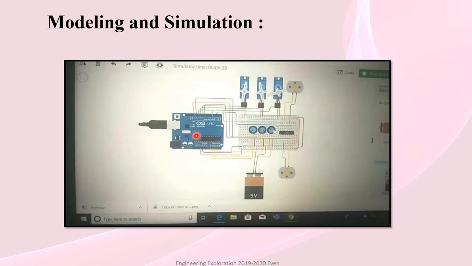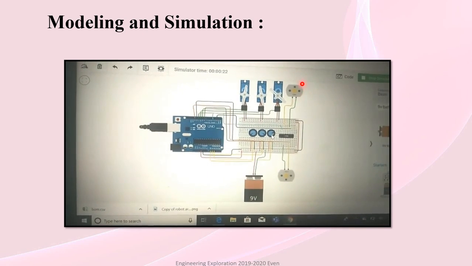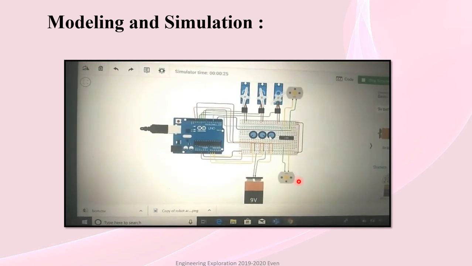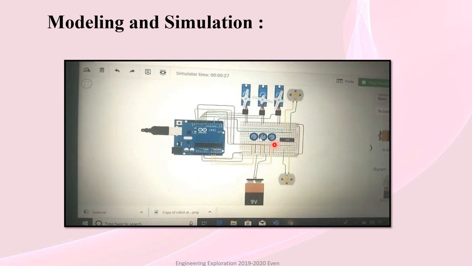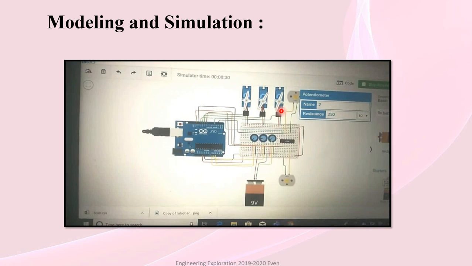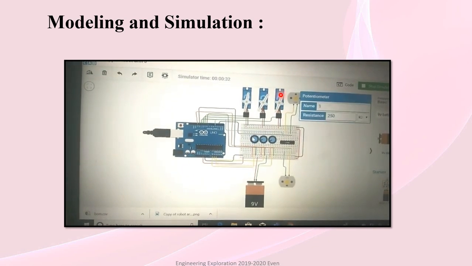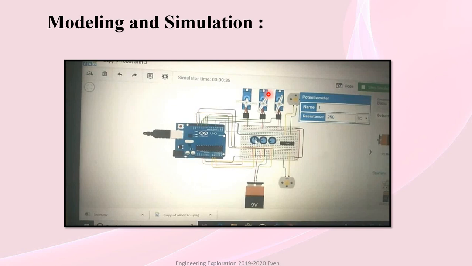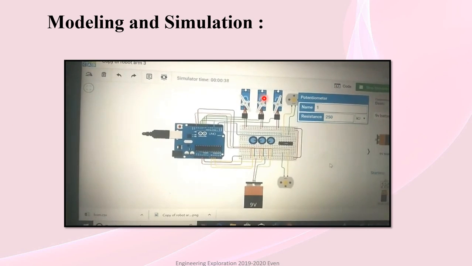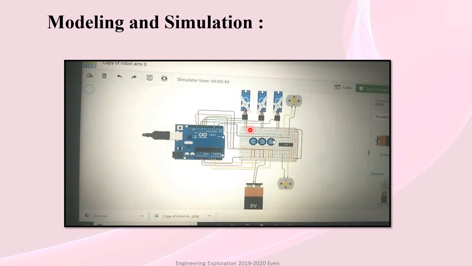This is the modeling and simulation of our project. When we start simulating, there are 2 DC motors, one for the base rotation and one more for the 360 rotation, and these 3 servo motors are for one arm. This is for the second arm. When we start simulating, these 2 DC motors start rotating, and we are giving the input through potentiometers. And this is for the first arm rotation, and this servo is for the second arm rotation, and this servo is for the 5th degree of freedom.